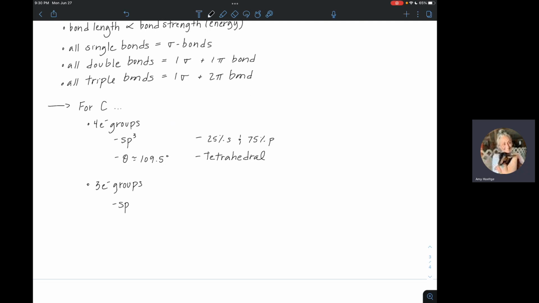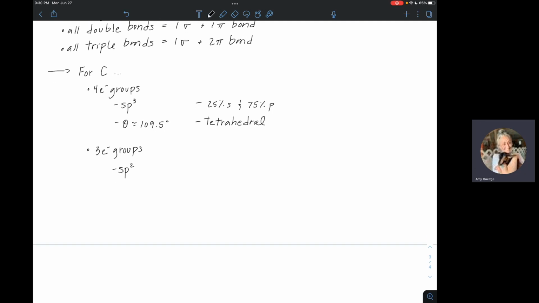If you have a situation where your central carbon has 3 electron groups, we have an sp2. If this is hard to remember, look at what you have there for atomic orbitals. 4 electron groups, you have an s, and you have 3 p orbitals. There are 4 atomic orbitals that came together to make that particular hybrid. With 3 electron groups, we have an s atomic orbital and 2 of the p atomic orbitals, right? So 3 atomic orbitals came together, 3 electron groups. We have an sp2 hybrid. Theta is somewhere in the ballpark of 120 degrees. We're going to have 33% S and 67% P.